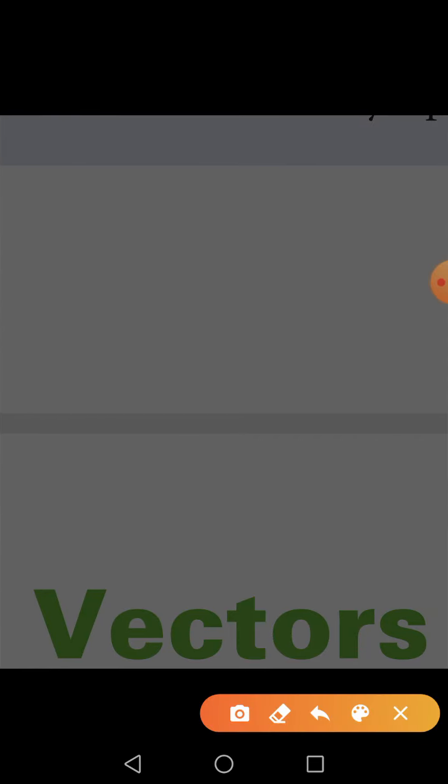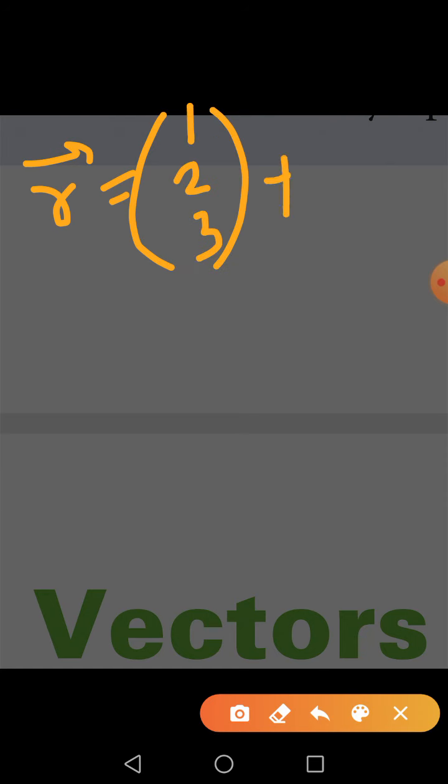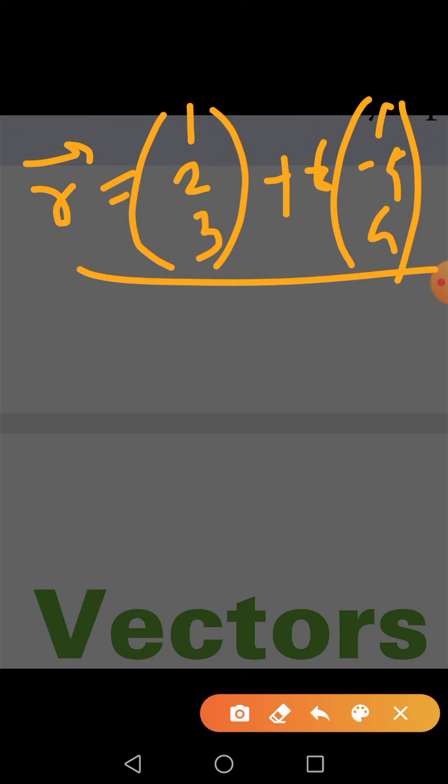Now, we had a given point (1, 2, 3), and we have found (1, -5, 4) as the direction vector. So we would say that r is equal to (1, 2, 3) plus t multiplied by (1, -5, 4). You can put any random letter or symbol over here, no problem. Okay, so this is the vector equation of the line that joins the two given coordinate points.